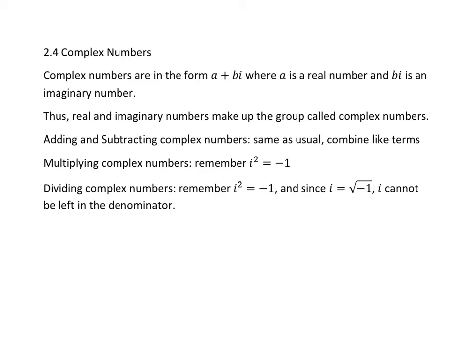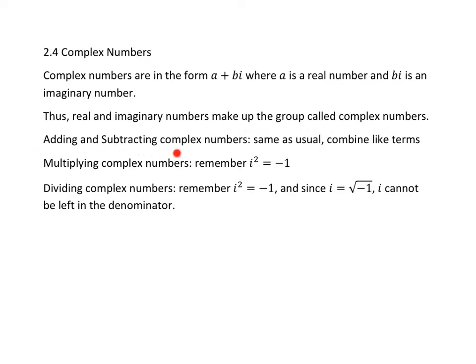Okay, when a graph does not cross the x-axis as many times as you think it should, sometimes you have imaginary roots. So we call these complex numbers. They're always in the form a plus bi. A is your real number, the number without i, and b is the imaginary number with i. Real and imaginary numbers make up the group called complex numbers.